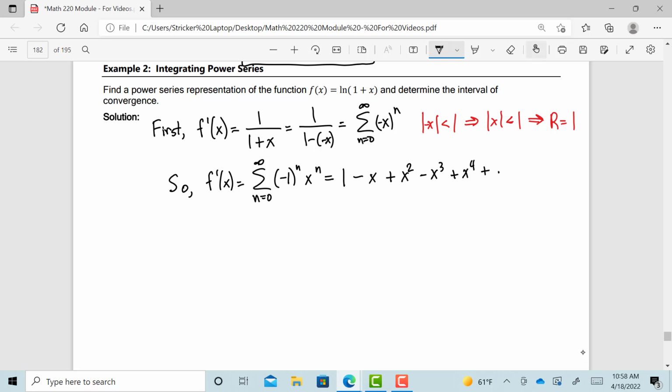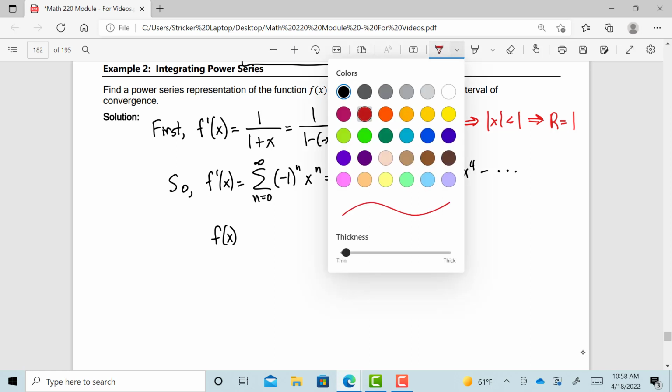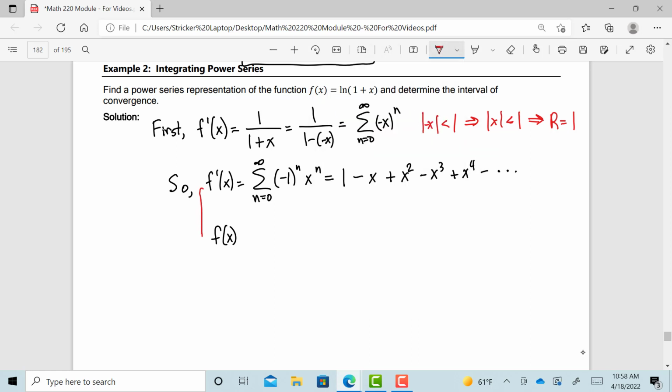Actually, the next term is going to be minus, right, because this is alternating, so minus, and this, let's just say dot, dot, dot. Now, that is a power series representation for the derivative of f, but we don't want f prime, we want f. So if we want to know a power series representation for f and we have f prime, how are we going to work backwards there?